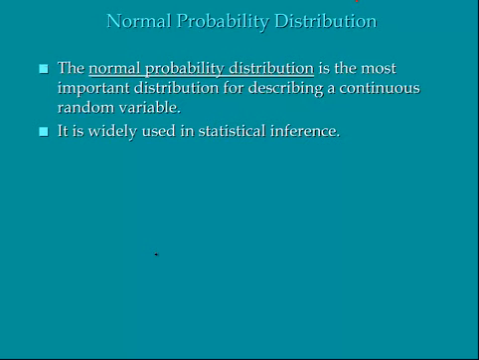The normal probability distribution is one of the most important probability distributions in statistics, and it's used to describe a continuous random variable. It is widely used in statistical inference, so things like hypothesis testing, confidence intervals, and p-values. The mathematics and the concepts involved all follow from the ideas laid out when you study the normal probability distribution.